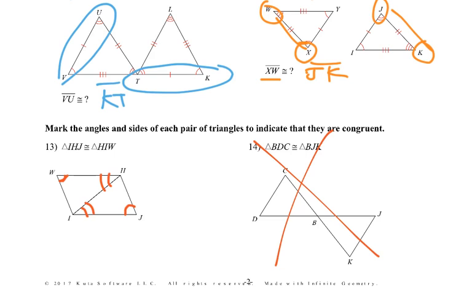Alright, now we've got just the other angles. So WIH, or HIW, would be that one, with JHI or IHJ. That would be in the same way as well. Okay, then we do the sides.